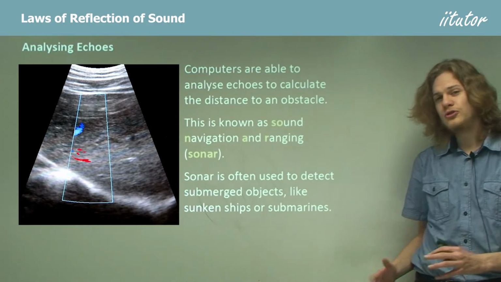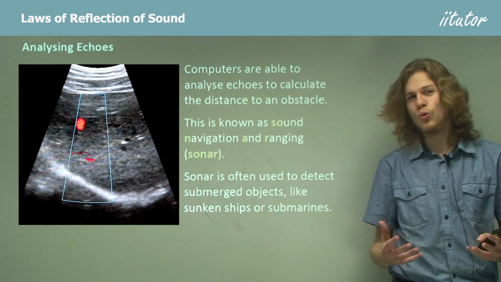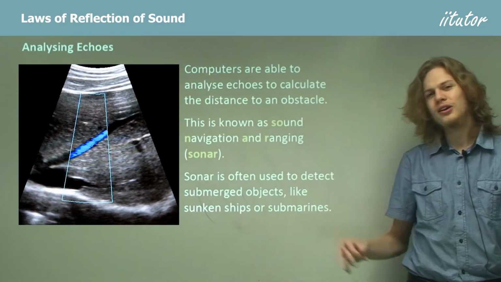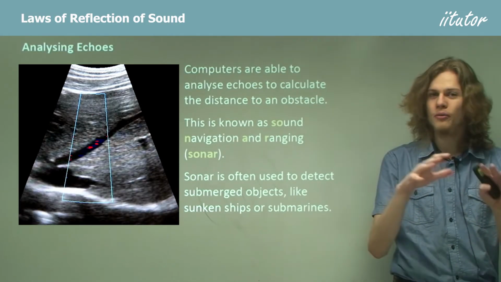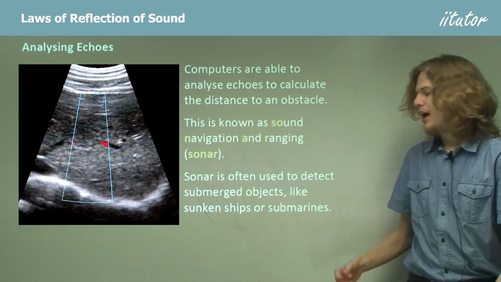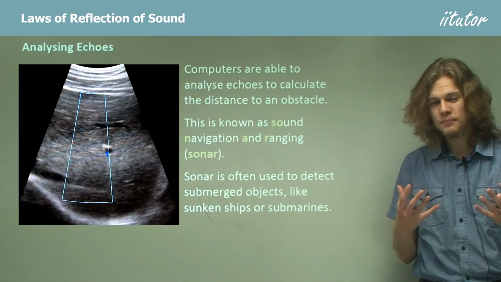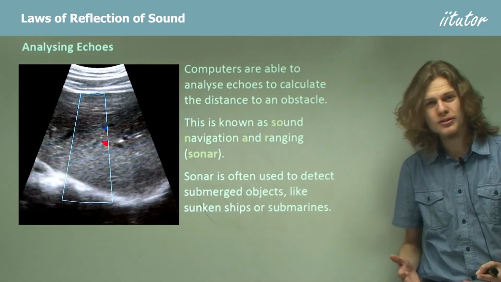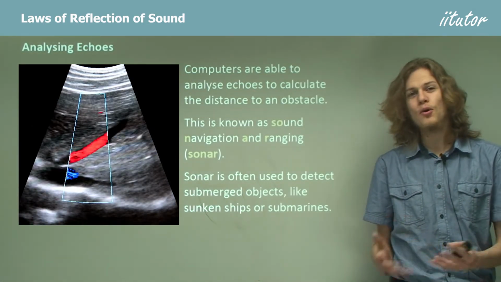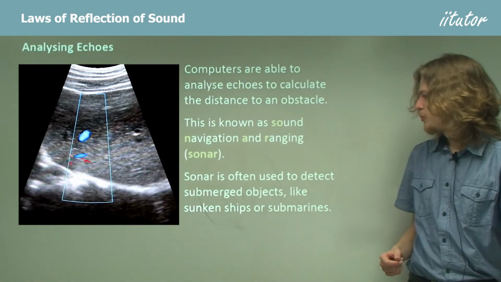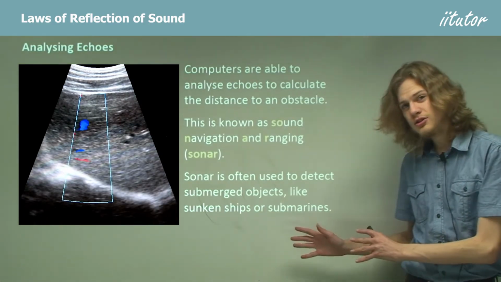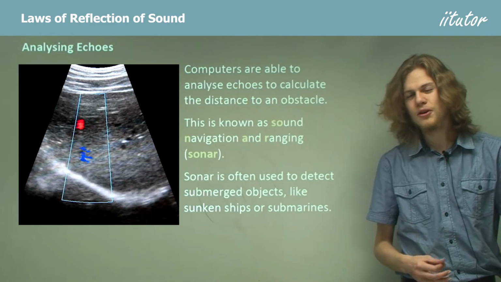So sonar is often used to detect submerged objects that are underwater. We'll get boats like this one sending out sonar pulses down to the bottom of the seabed. And by listening to the echoes, they'll be able to tell how deep the water is and whether there are any objects submerged in that water. So it's possible to use it to detect submarines or to detect sunken ships and figure out exactly where they are.